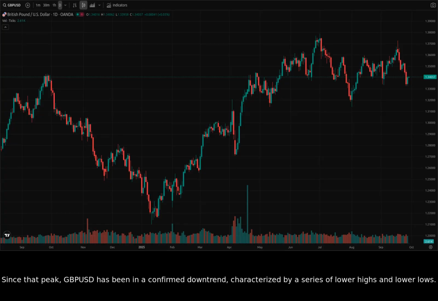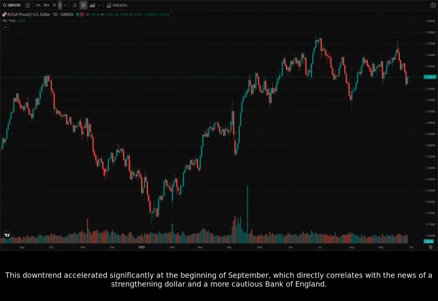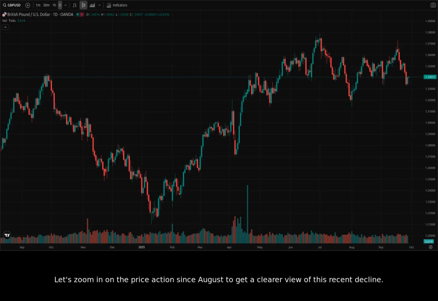Since that peak, GBPUSD has been in a confirmed downtrend, characterized by a series of lower highs and lower lows. This downtrend accelerated significantly at the beginning of September, which directly correlates with the news of a strengthening dollar and a more cautious Bank of England. Let's zoom in on the price action since August to get a clearer view of this recent decline.